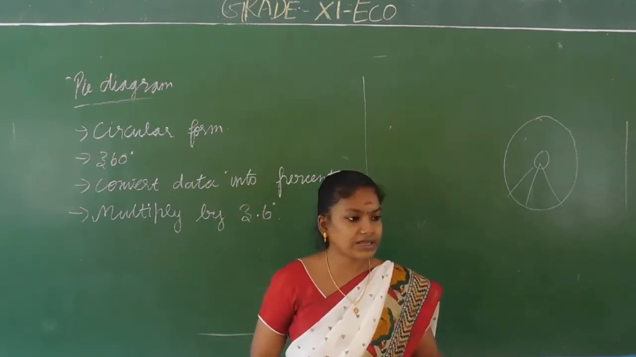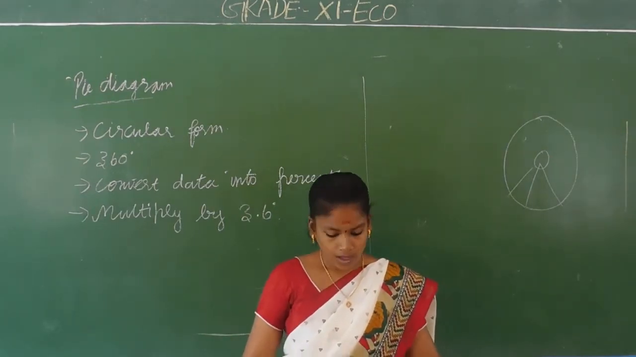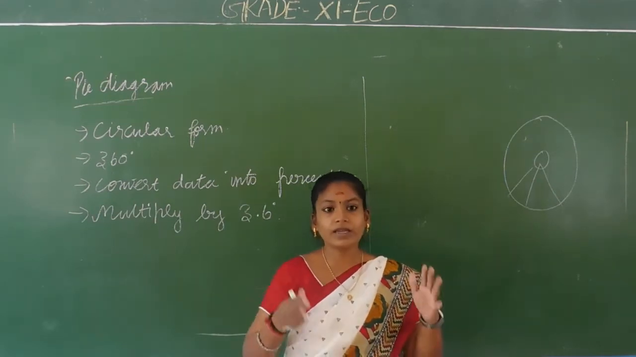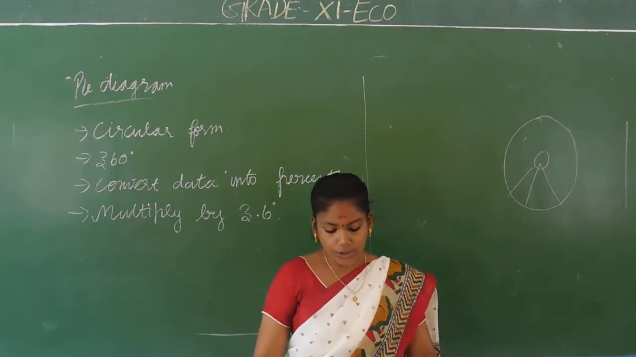Whatever data is given, you need to convert them into percentage. Only then you can proceed to the next step. Right, children? That is what we are doing here. Here what are we doing? You are converting the actual data of each category into percentage.